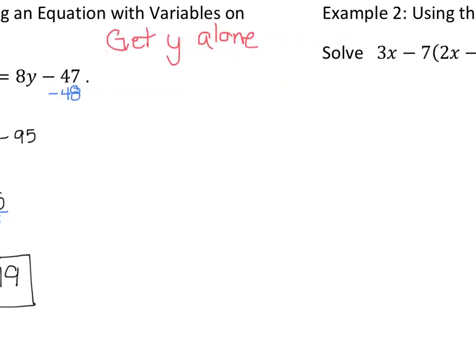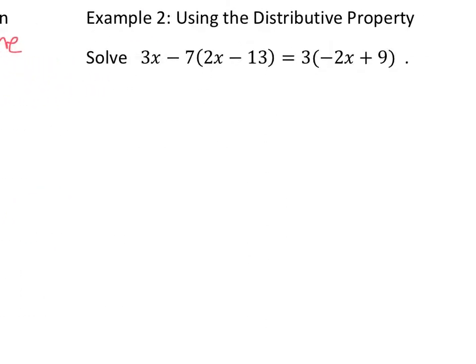Familiar? Done this before? Okay, this one, what variable are we trying to get? X. Okay, so we need x equals. That's what we're trying to find. Get x by itself. But we got parentheses. So how should we deal with those? Distribute first. Okay, we're going to distribute negative 7 on that side and 3 on this side.